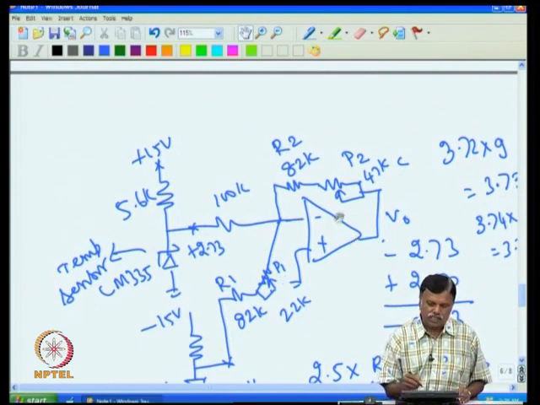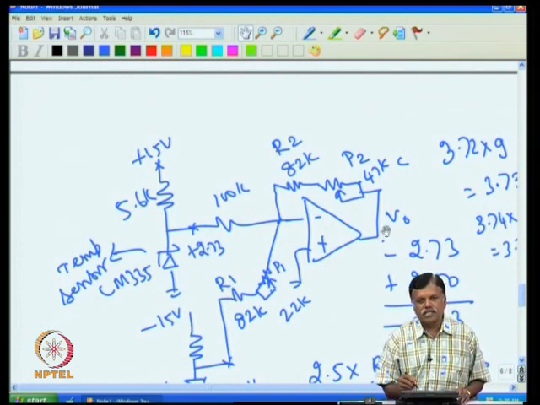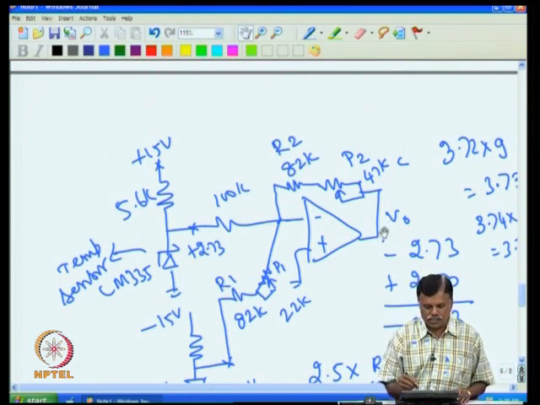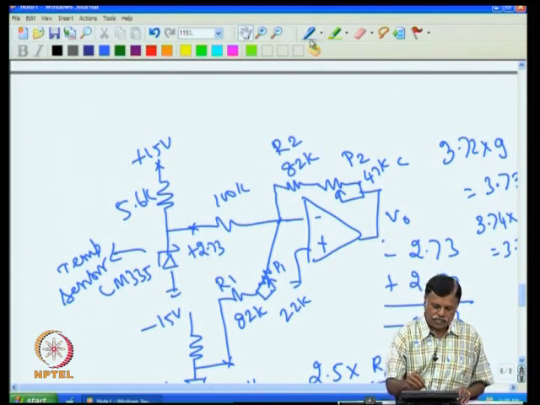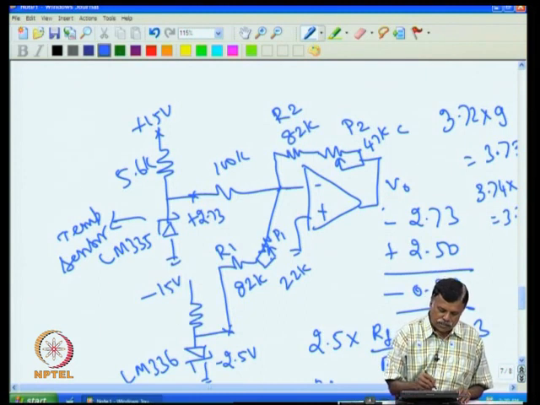What is the situation that exists? For example, the sensor may not be exactly giving you 10 millivolt per degree C, or at 0 degree C it may not be giving you exactly 2.73 volt. With all those considerations and limitations, you can get the required output. This is essential in electronic circuit design. Of course, we have not done one more work, that is what is the value of this resistance.